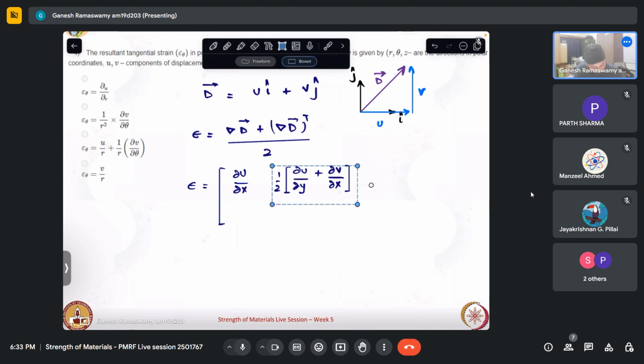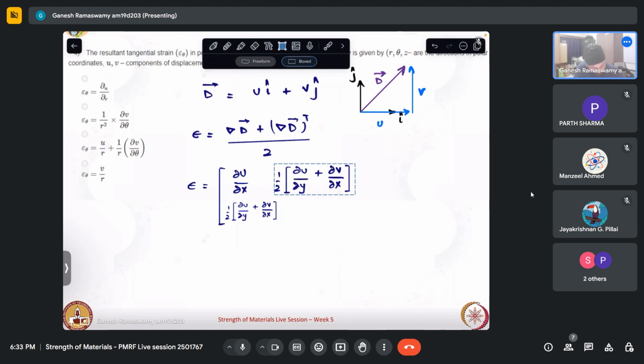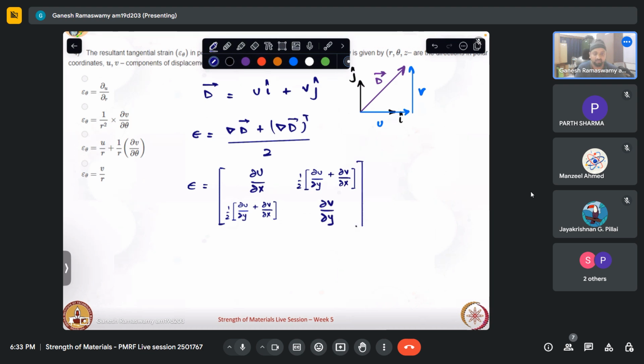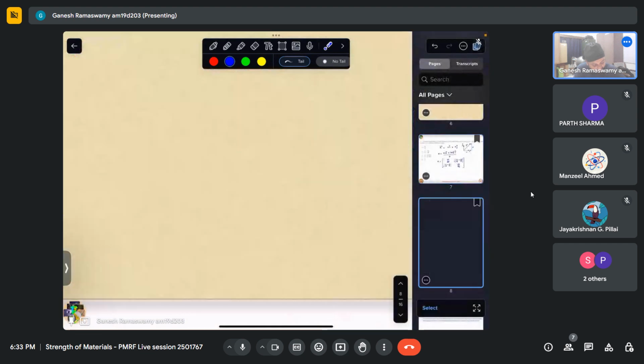Similarly, this was symmetric, as we remember, and the fourth component was ∂v/∂y in the plane, essentially in the xy coordinate system. Now the question says it is the same displacement vector, but it is not represented in the xy coordinate system, but instead in the r-theta coordinate system, the polar coordinate system. So let us see how to go about doing that.